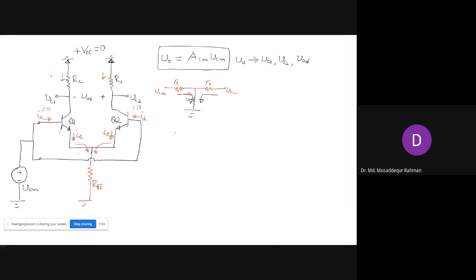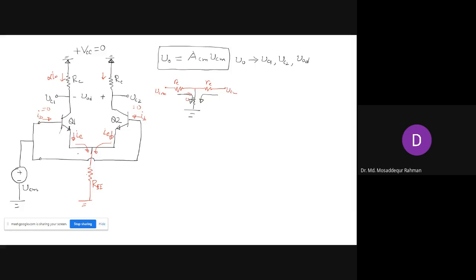Sir, why is this RE, small RE? Why not R5? We're looking from the emitter side. Okay. If we're looking from here, right? Because this part is connected to ground, the current here is flowing IE, right? And so the resistance looking from here is small re. Right? Is that clear? Yes, sir.